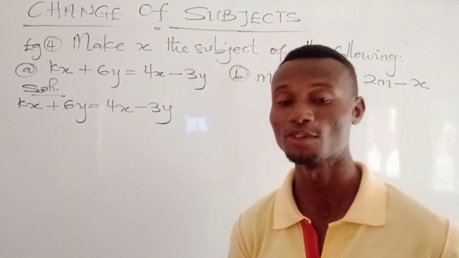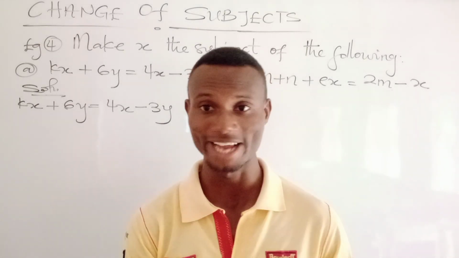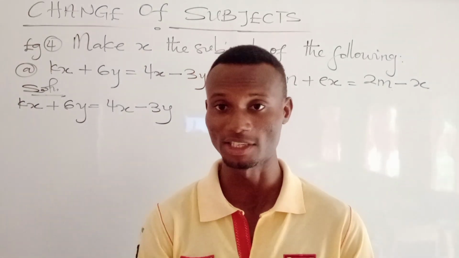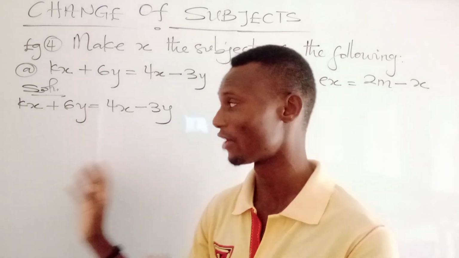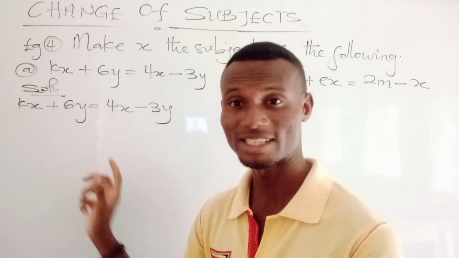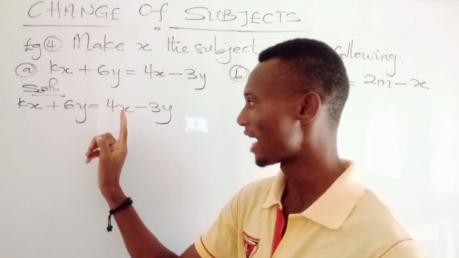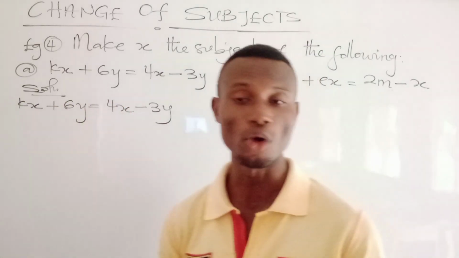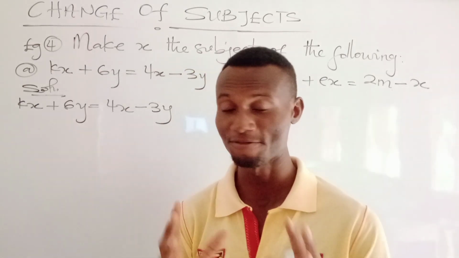So the first thing to do is that we are going to group all the terms that contain S at one side. Let me repeat it one more time. We are to make S the subject from this given equation, and you can see that S is appearing at both sides of the equation. We have KS here, which contains S, and 4S here, which also contains S. So we are going to group all the terms that contain S at one side. That is the first step.